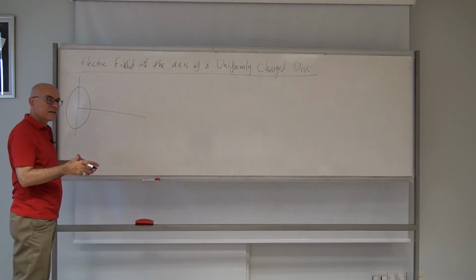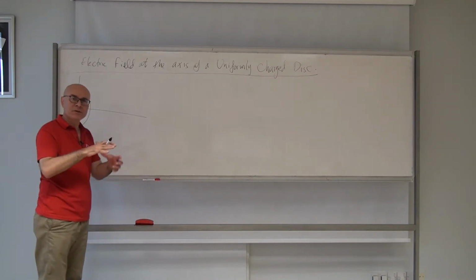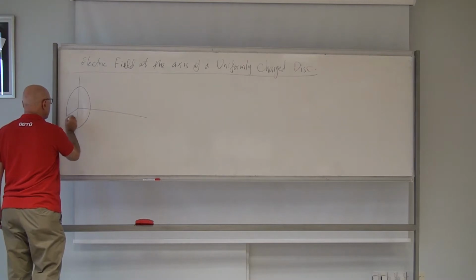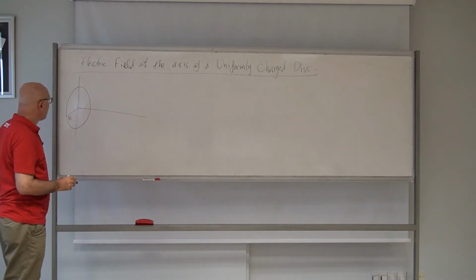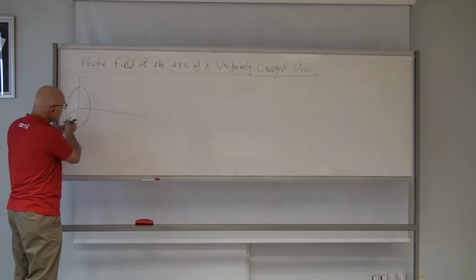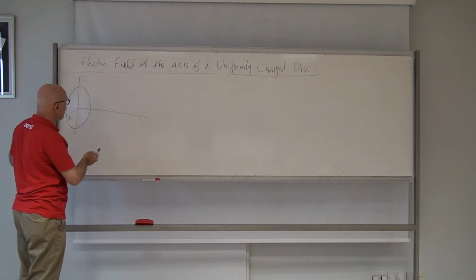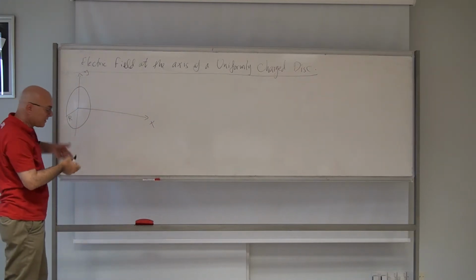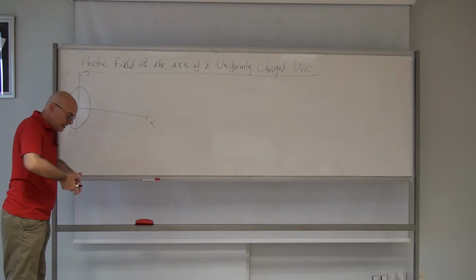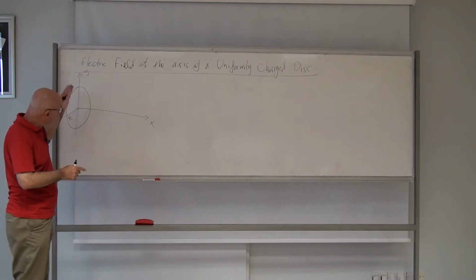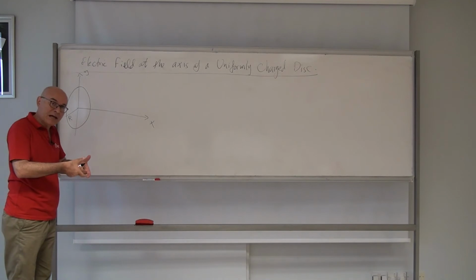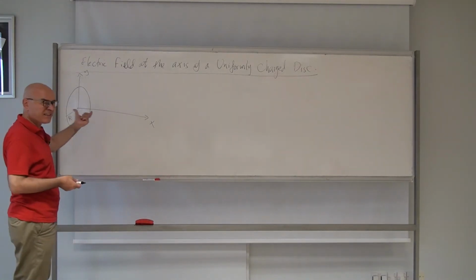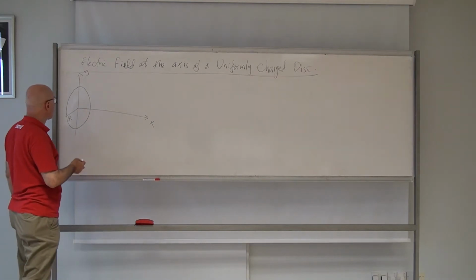This is the disk. Think of a CD, and you have a charge uniformly distributed over the area of this CD. The radius of the CD is r, and its axis is along the x-axis. So this is x, this is your y-axis, and the z-axis is coming out of the page. This is how you have to imagine it: the axis is at its center, and this is a 3D shape.